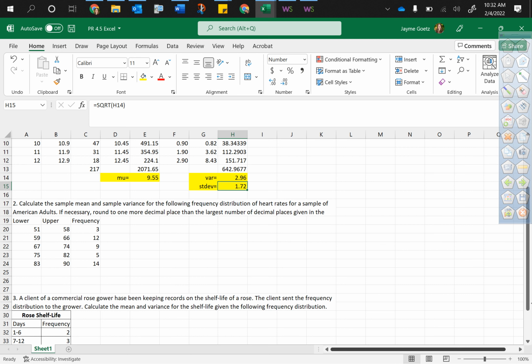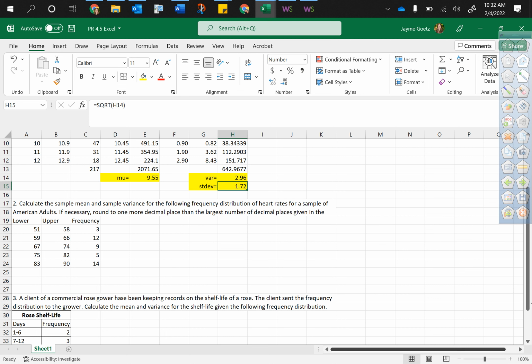It says, calculate the sample mean and the sample variance for the following frequency distribution of heart rates for a sample of American adults. If necessary, round to 1 more decimal place than the largest number of decimal places given. Now guys, be very, very careful here. They specified that this is a sample. That's going to tell you that we're going to use the other formula. So again, I've already split it into lower, upper, and frequency.